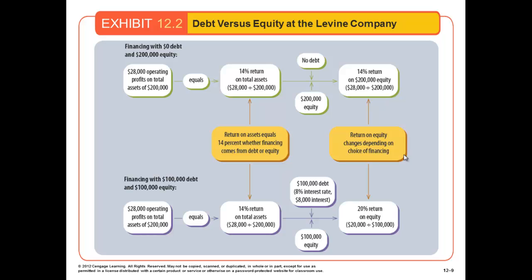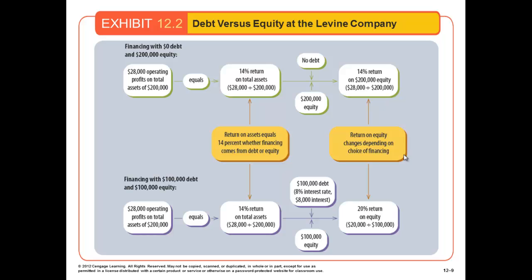In the case of no debt, we calculate our return on equity as the $28,000 divided by $200,000, so our return on equity is the same as the return on assets, which is 14%. So that's the top line. Now let's go to the bottom line where we split debt and equity. This time we have the same $200,000 and the same operating profit, but now we have $100,000 of debt with an 8% interest rate, and $100,000 of equity. The return on assets doesn't change. It's still a 14% return on total assets. Not a bad deal, by the way.